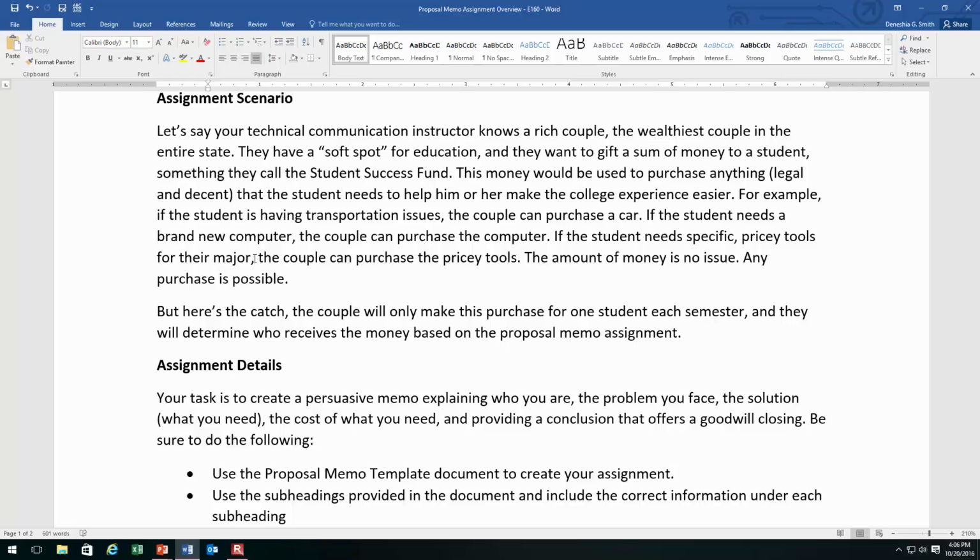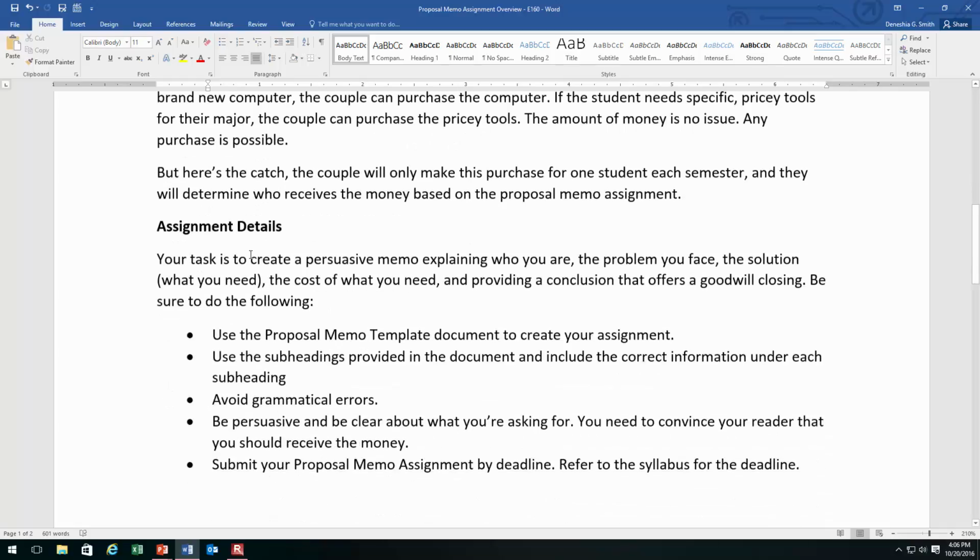You don't need a jet to get around Orangeburg, so, within reason. But here's the catch. The couple will only make this purchase for one student each semester, and they will determine who receives the money based on the proposal memo assignment. So here are the assignment details.